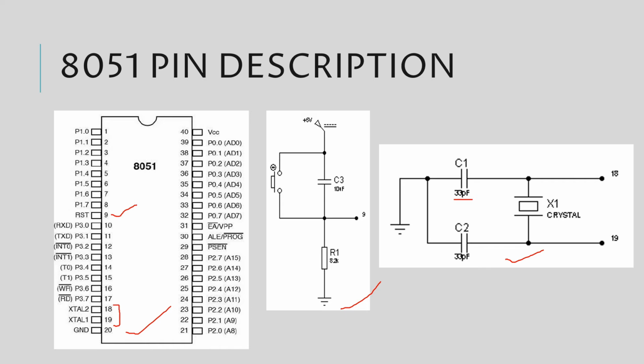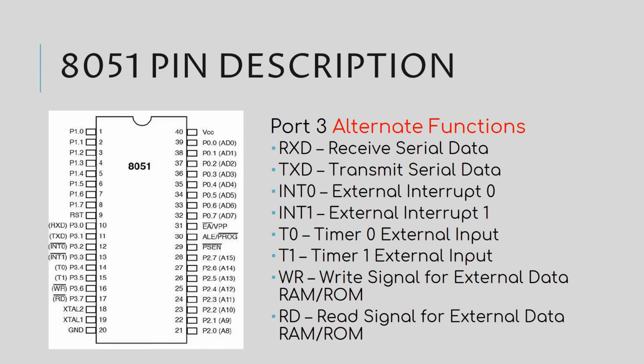Now come to port 3. Port 3 has alternate functions. Starting from P3.0, which is an IO pin, this pin can also work as the pin through which 8051 can receive data serially. Similarly, the next one is TXD. Using this pin, 8051 can transmit a byte serially.